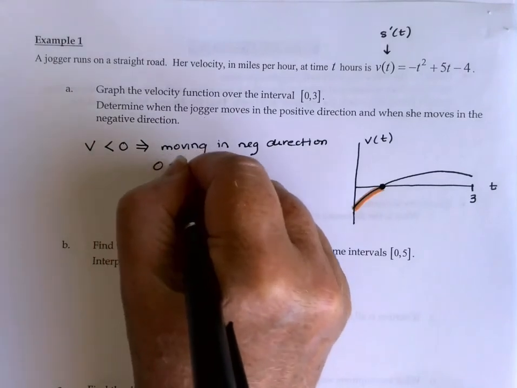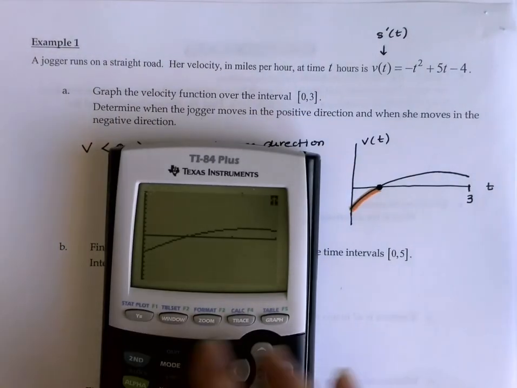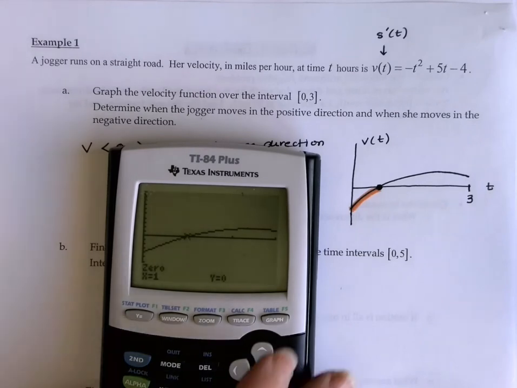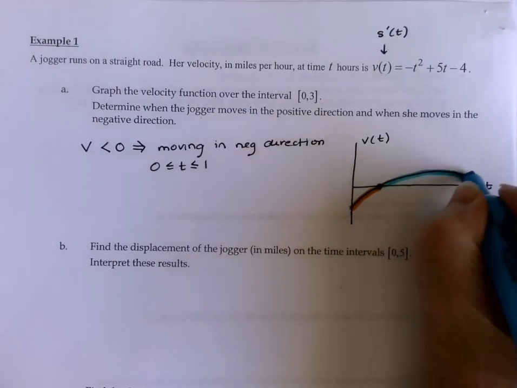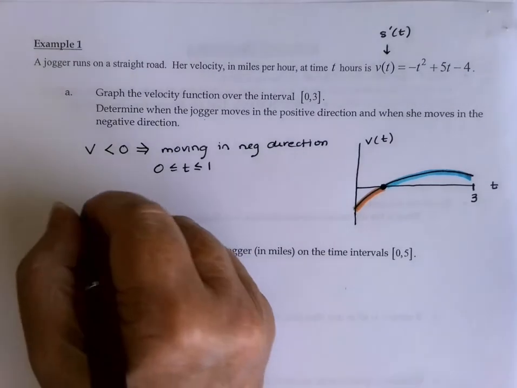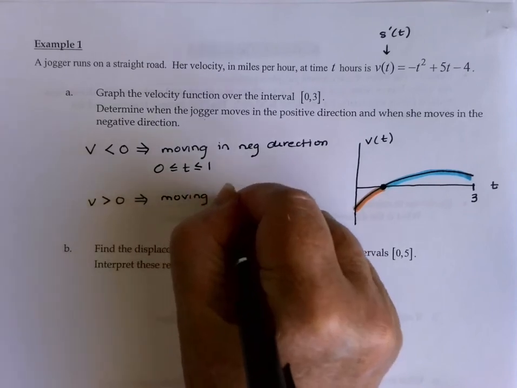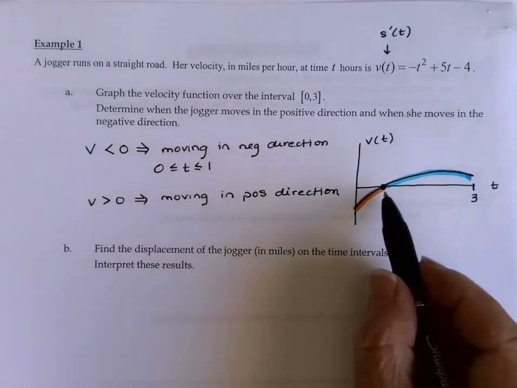For t from 0 to whatever that point is, looks like 1 on here, I can double check that. And yes, the zero is at 1. So from time 0 to time 1, we're moving in the negative direction. And then, of course, over here, all of these would be positive values of v. So our velocity is positive. And that would be from times 1 to 3.